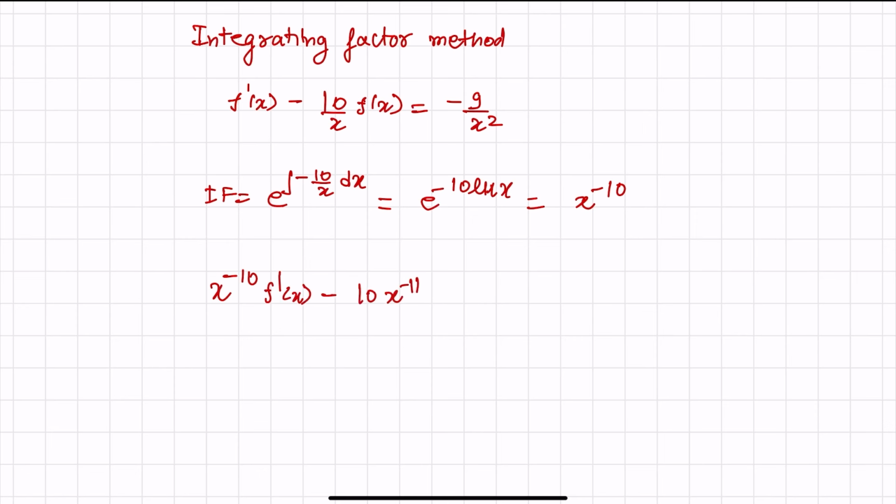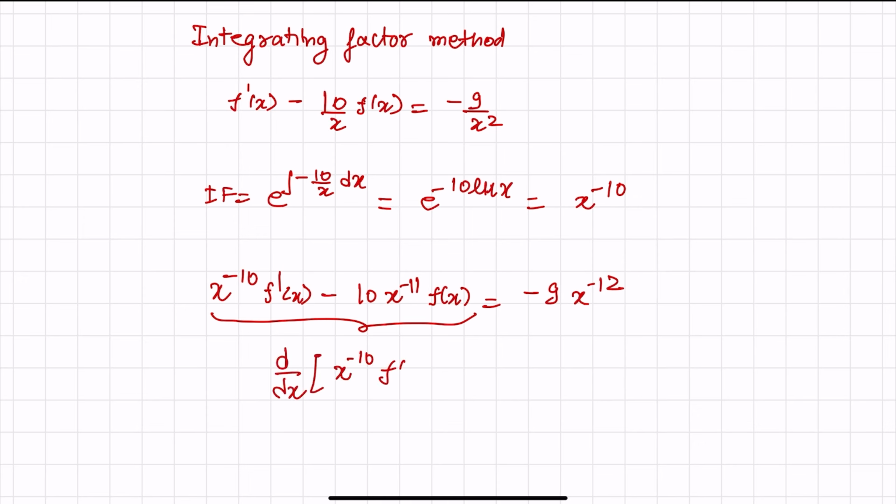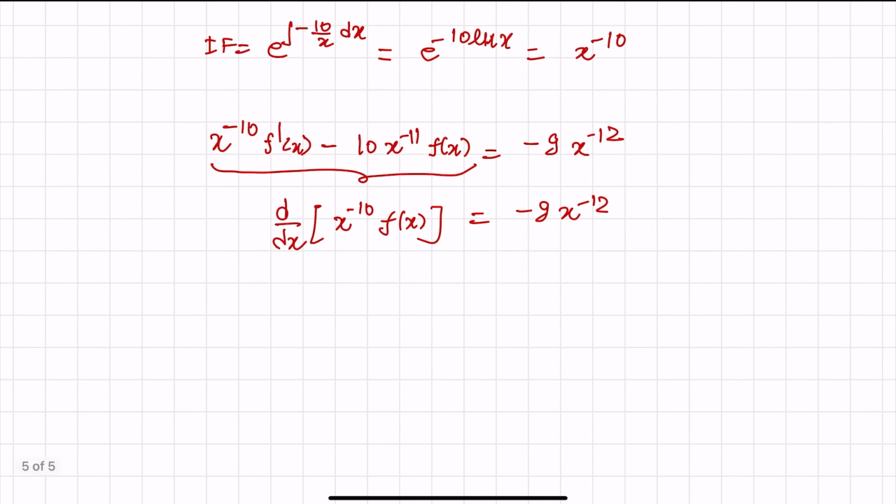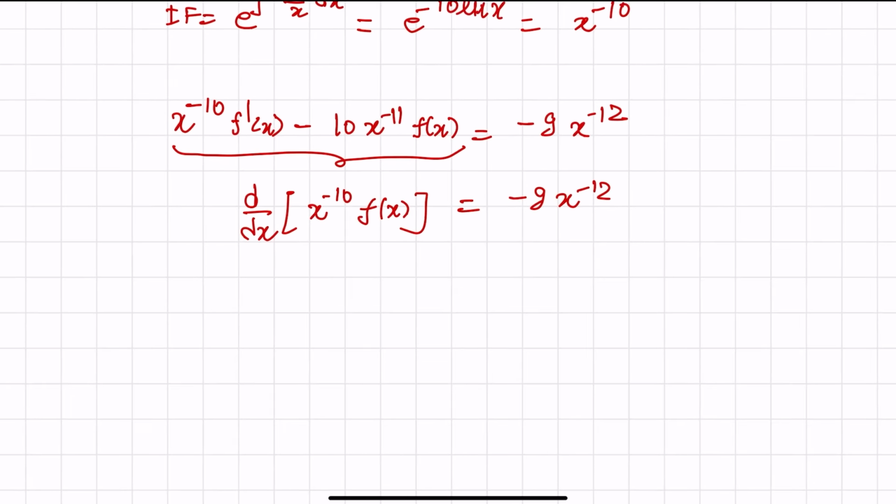Now I have this f of x minus 9 over x to the power 12, and what I get now is, if you look at this, this is basically the differential with respect to x of x to the power negative 10 f of x. This is the whole point of the integrating factor, and now you can integrate on both sides, and you get x to the power negative 10 f of x equal to negative 9 over 11 x to the power 11 plus c.